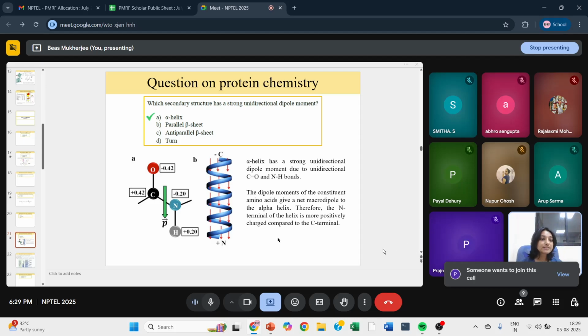Right. So what happens is all of these tiny amino acids behave like tiny dipoles. Here they have positive and negative charge, right? And all of these amino acids are placed in such a way in a helix that all the dipole moments point in the same direction, because of which the entire helix behaves like a big dipole. This is called helix macrodipole. This entire helix has a dipole moment, so it has a more positive N terminus and a more negative C terminus. So see, the dipole moment of the constituent amino acids gives a net macrodipole to the alpha helix.